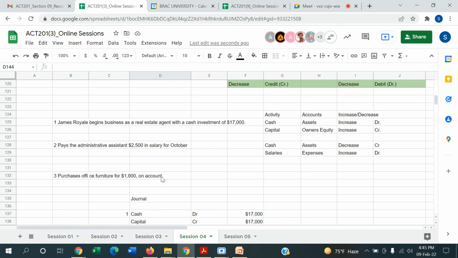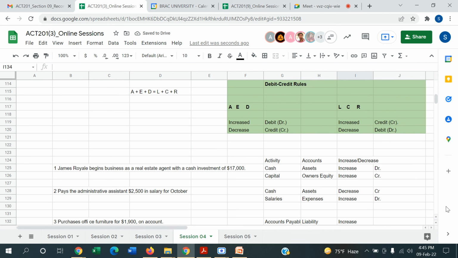Third one, purchase office furniture 1900 on account. Cash. On account, sorry. Accounts payable and furniture. Accounts payable is a liability. Furniture is an asset. So both are increasing.